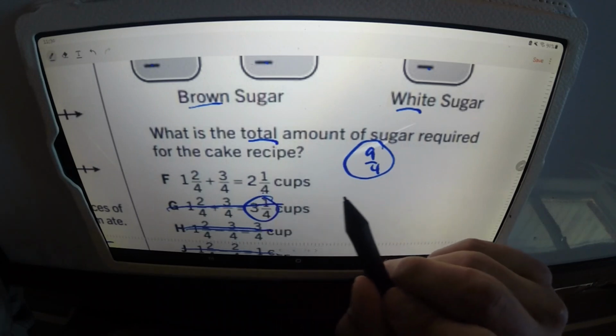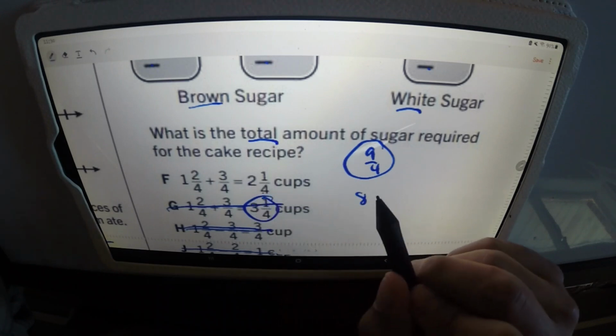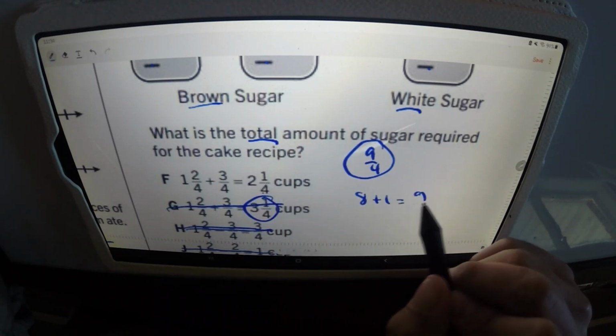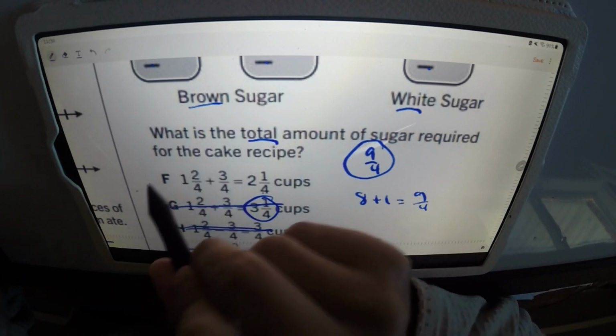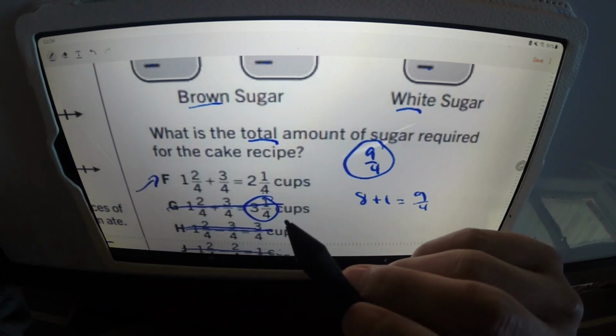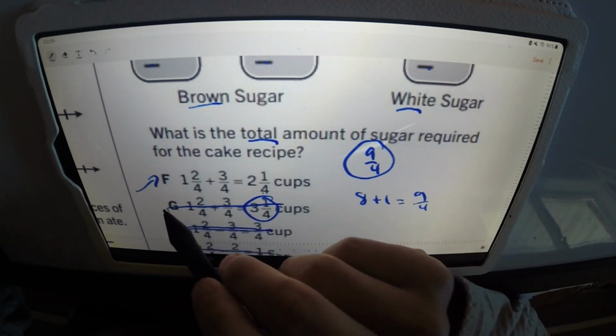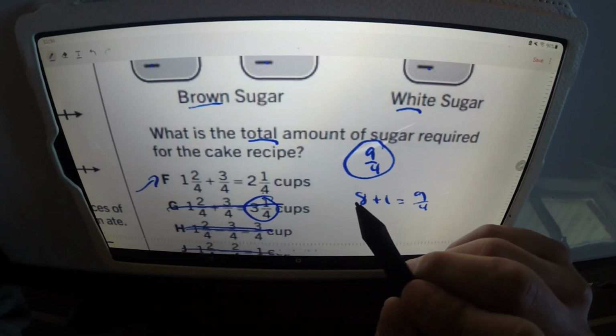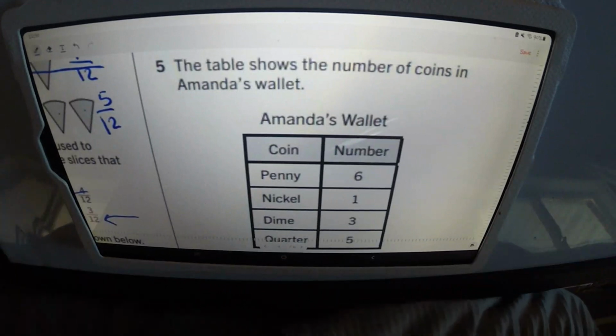2 times 4 is what? 8. 8 plus 1 equals 9. Put the 4 underneath. That's our answer. So we know this is our answer. We come to that solution in different ways, but that's basically another way of looking at that answer. Okay, so basically, again, our answer is F, and we figured that out on our own. Okay. On to number 5.